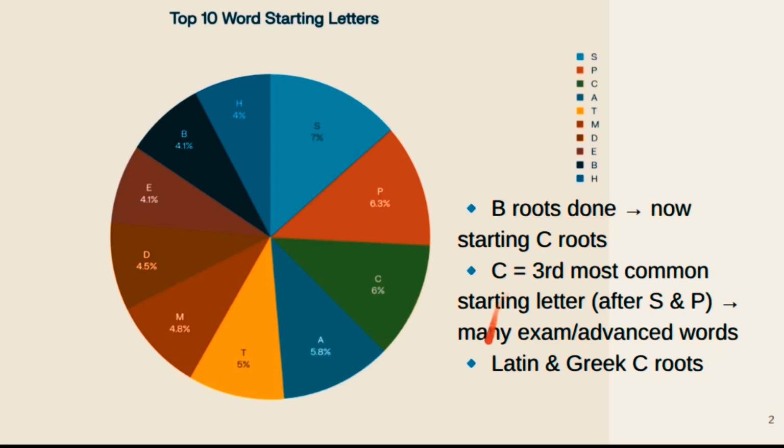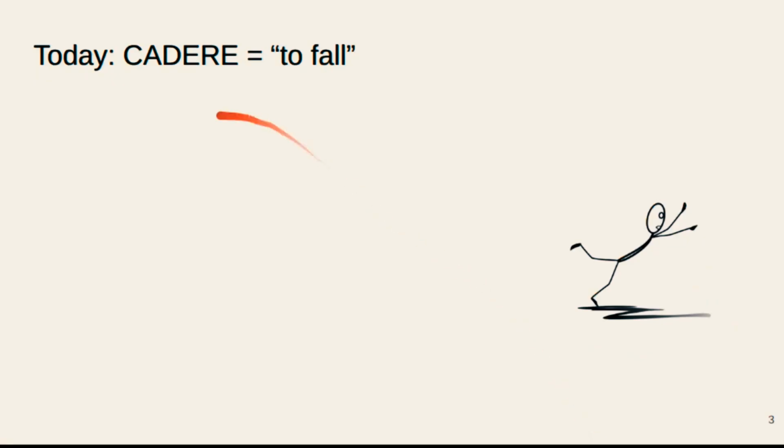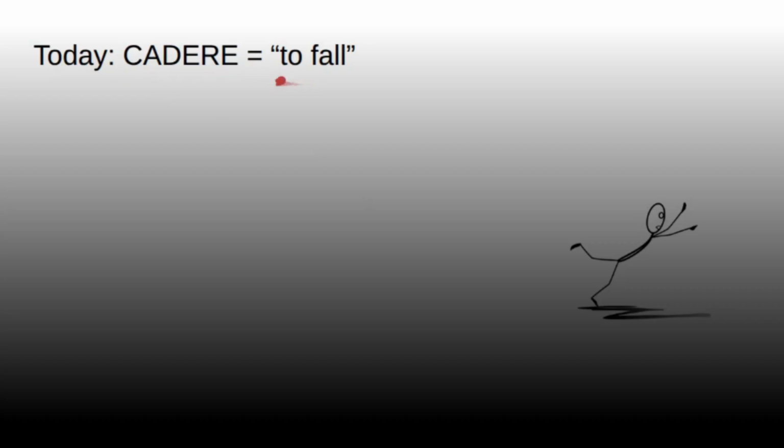That's why in the next dozen videos, we'll focus on these C roots, especially those from Latin and Greek, to help you quickly understand, remember, and confidently use advanced English words. Today we begin with one of the most useful and productive Latin roots, CADERE, which means to fall.